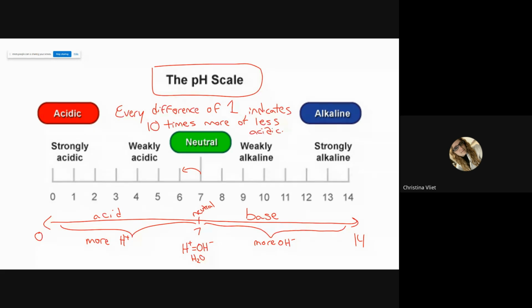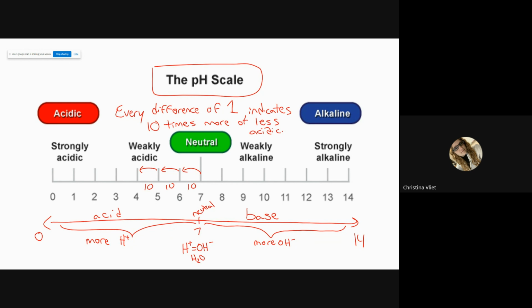Which means that if I have a solution that has a pH of 4 versus a solution that has a pH of 7, how many more times acidic would a pH of 4 be than a pH of 7? If every movement of 1 is 10 times more acidic, it would be 10, 10, and 10. So if I measure a solution with a pH of 4, it is actually 1,000 times, because 10 times 10 times 10, more acidic than a solution that has a pH of 7.